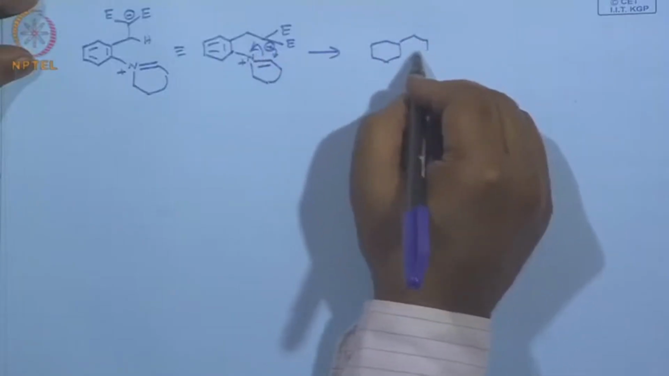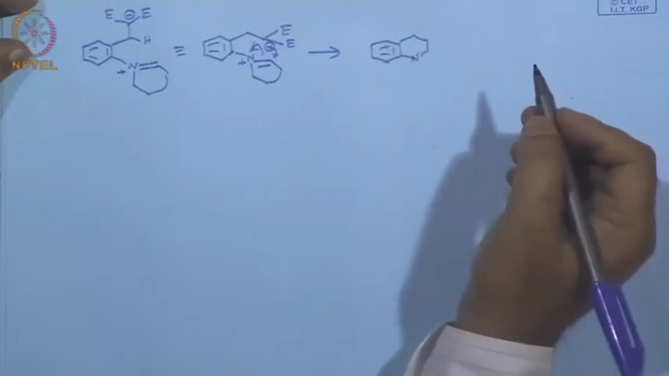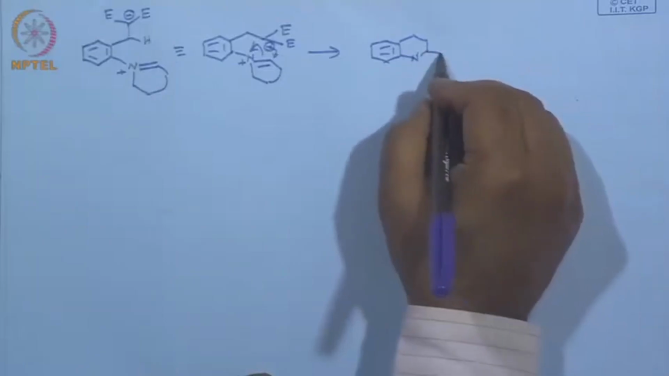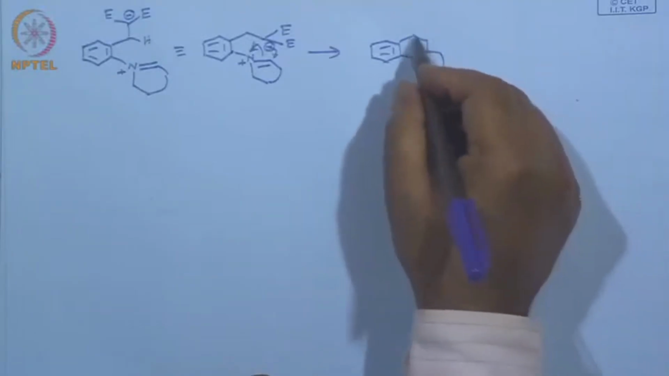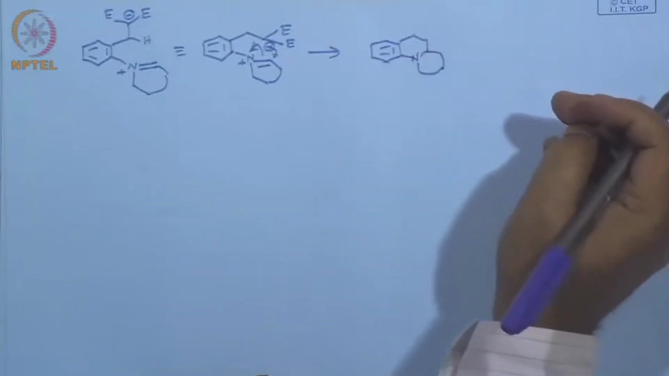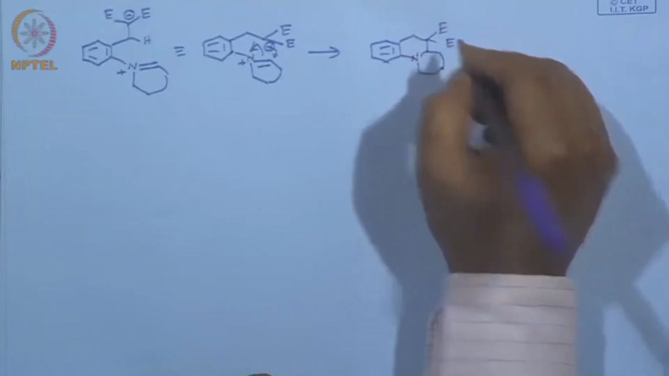So, eventually what you could find is a cyclization process, or you can say an annulation process. This is a fused heterocycle where the backbone is a quinoline derivative, and you have these two ester groups.